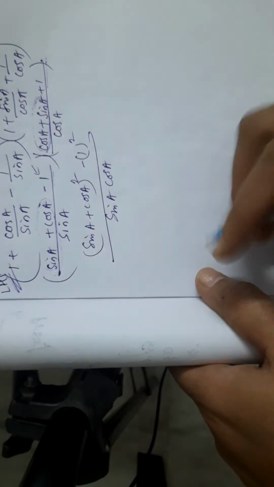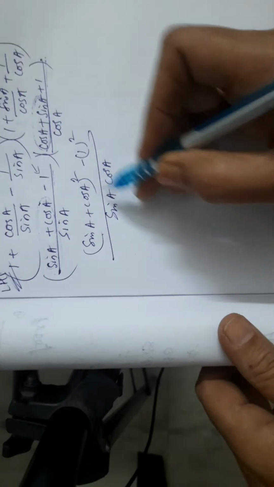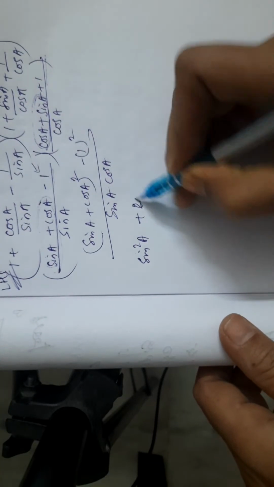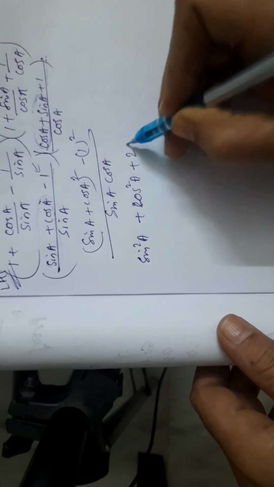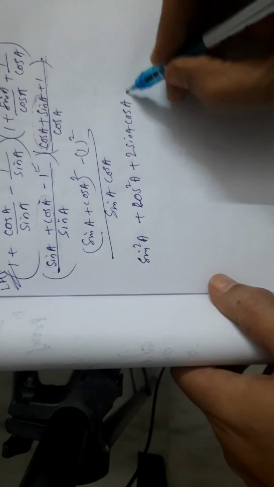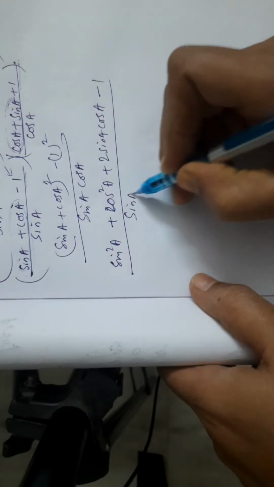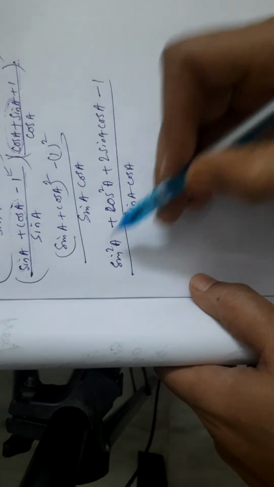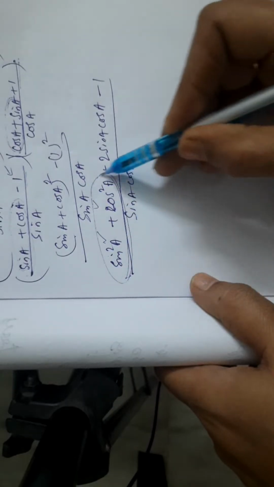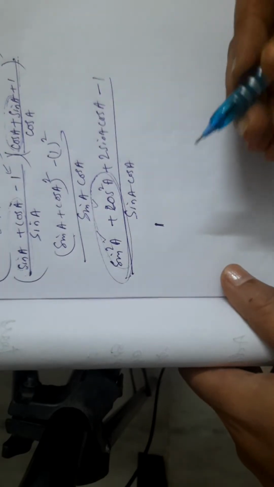Sin A plus cos A is there. Make use of the A plus B whole square formula. So here A square, then B square, 2AB, minus 1 as usual. Now in the denominator, sin A cos A is there. In place of sin square plus cos square, as it is an identity, we can replace it with 1. Sin square plus cos square is 1, so replace this by 1.